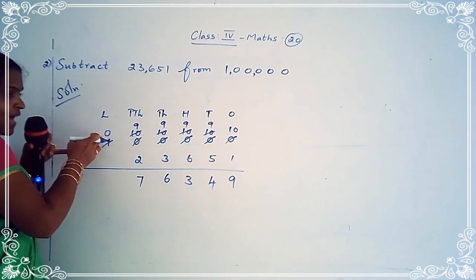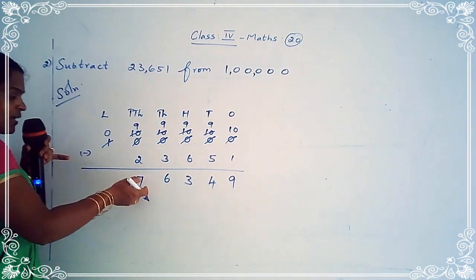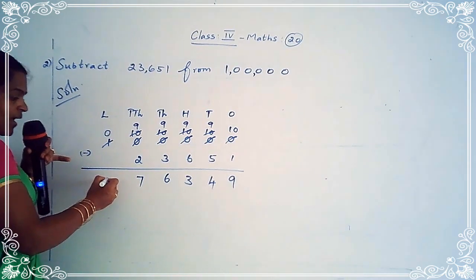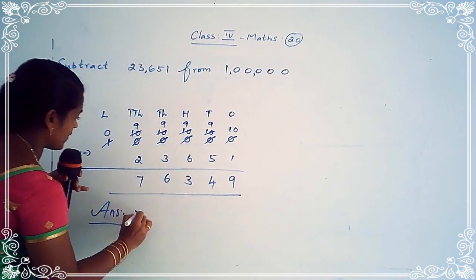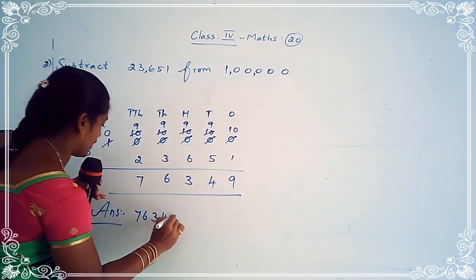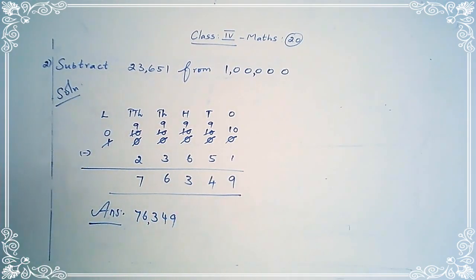Here the lakhs place has only 0. In front of the number, 0 has no value. So your answer is 76,349. Okay children, your answer is 76,349. Yes. Now write it in the classwork note.